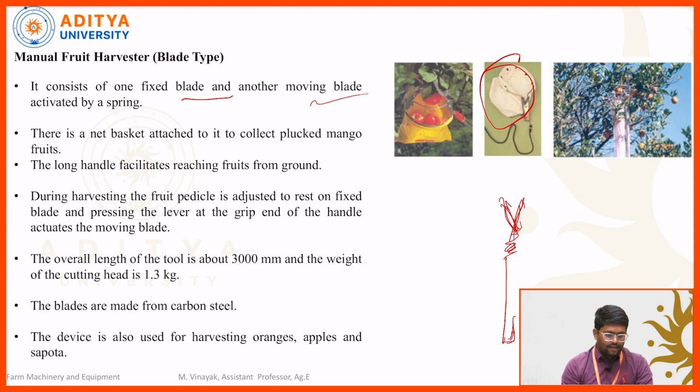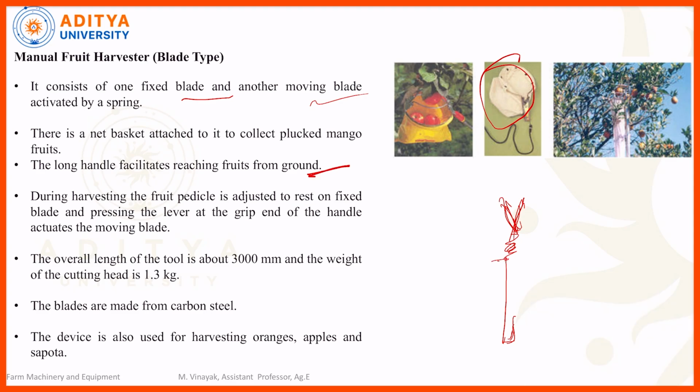Okay, the long handle facilitates reaching the fruit from the ground. So this one is a long handle. The main purpose of the long handle is that it can reach the fruit wherever the fruits are available in the plants. During the harvesting, the fruit panicle is adjusted to rest on the blade, and pressing the lever at the grip end of the handle actuates the moving blade. So if the blade has reached the fruit, in that situation we need to press down this controller so that the harvesting mechanism follows.